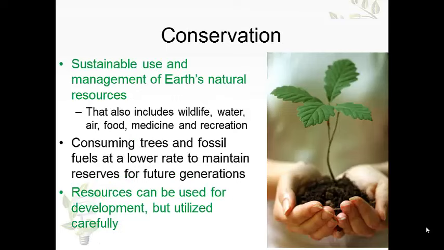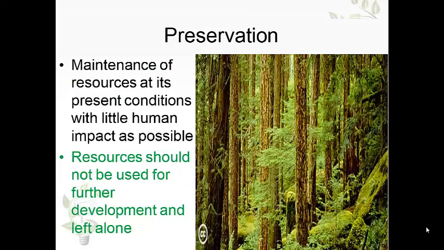One is conservation. This is the sustainable use and management of Earth's natural resources. So this includes wildlife, water, air, food, medicine, recreation. It's consuming trees and using fossil fuels to produce petroleum at lower rates in order to maintain reserves for future generations. So it's resources that can be used for development, but we have to utilize them carefully now.